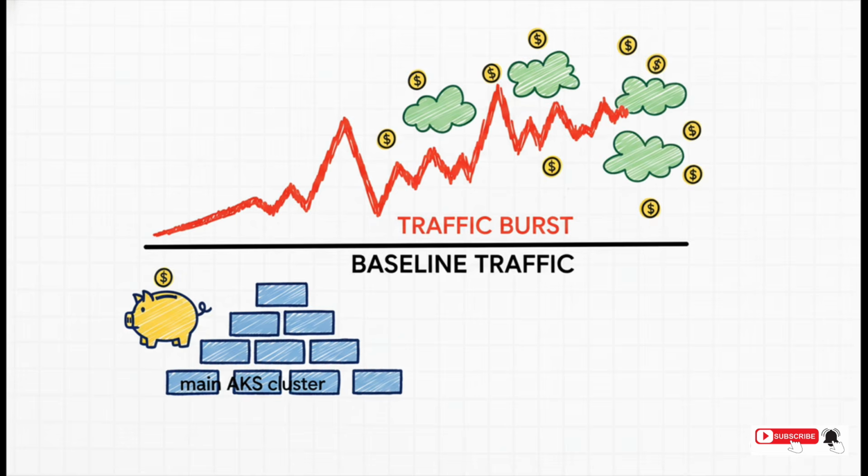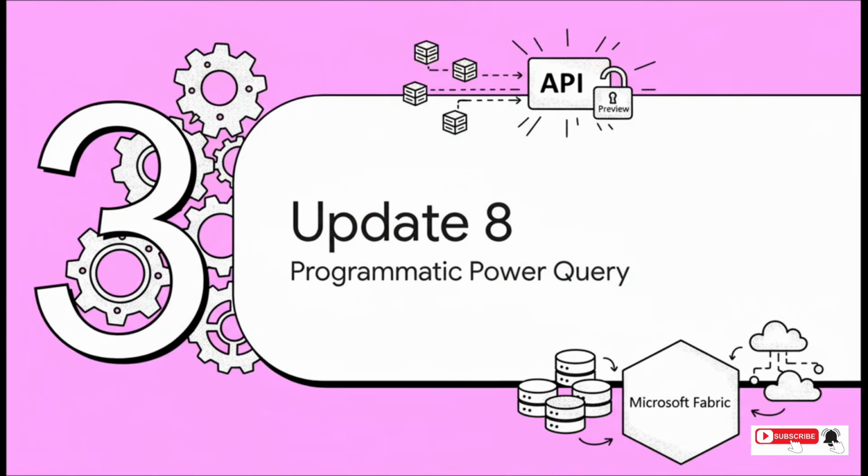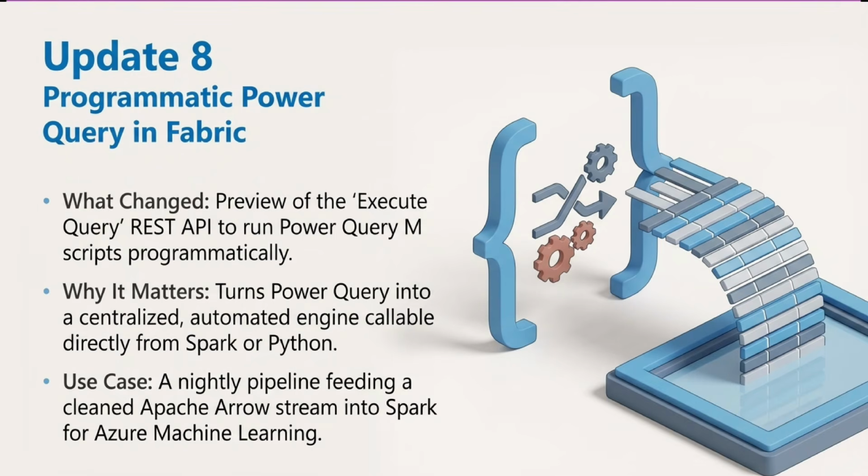You get all that burst capacity when you need it, but you only pay for it when you're actually using it. All right, data engineers, listen up, because update number 8 is a huge one for you. Power Query is officially becoming a programmable tool inside of Microsoft Fabric, and it's all thanks to a new API that's just hit public preview.